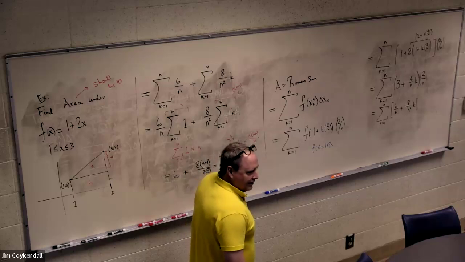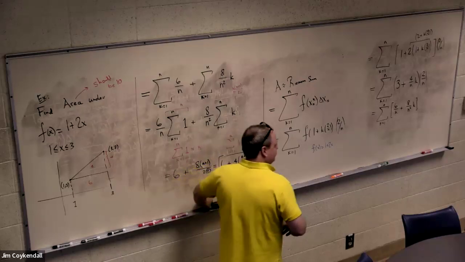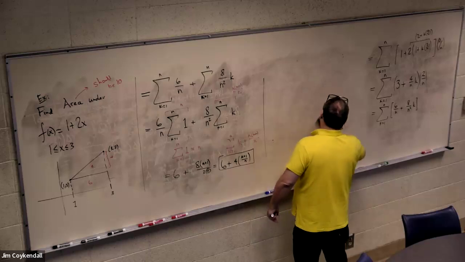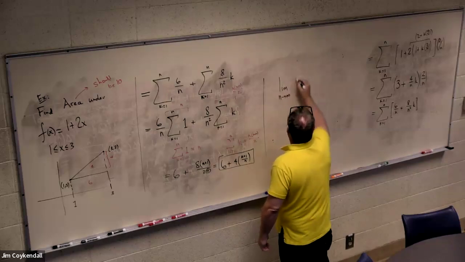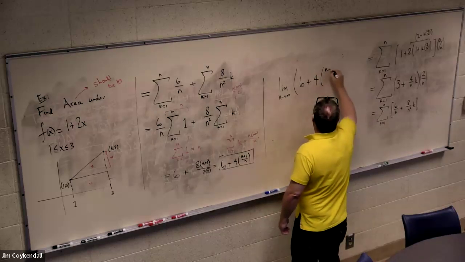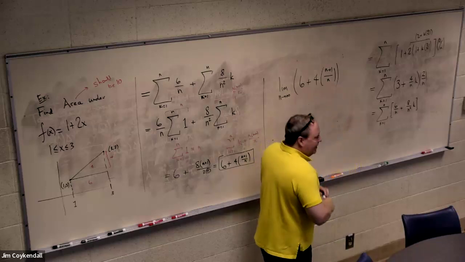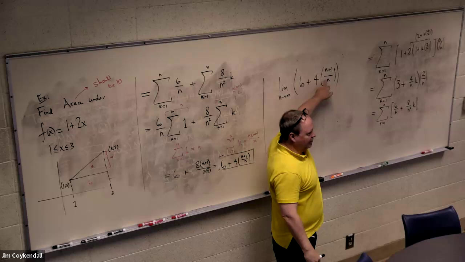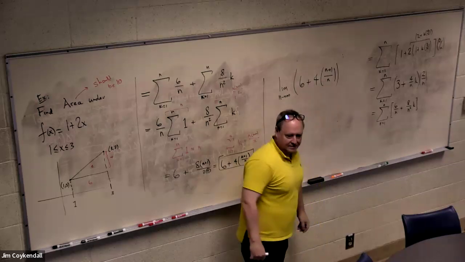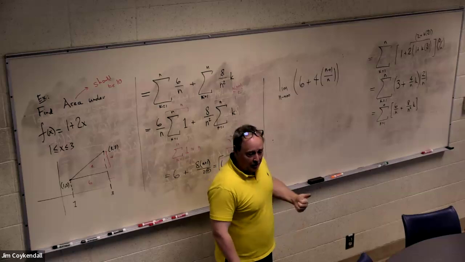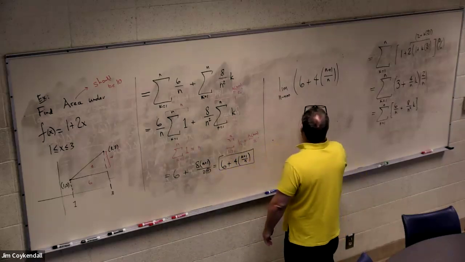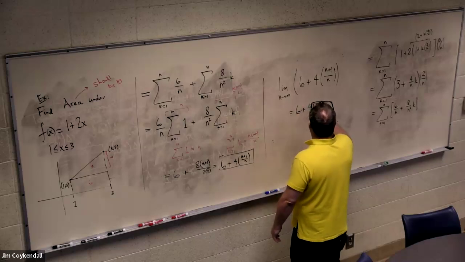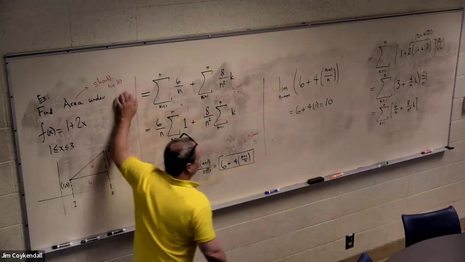Anybody want to guess what the actual area is? Get the exact answer. What's that limit? What's this limit here? n plus 1 over n as n goes to infinity goes to... You can use L'Hôpital's rule, or you can multiply top and bottom by 1 over n if you like. Either one will work. And this is 6 plus 4 times 1, which is exactly what we should have.